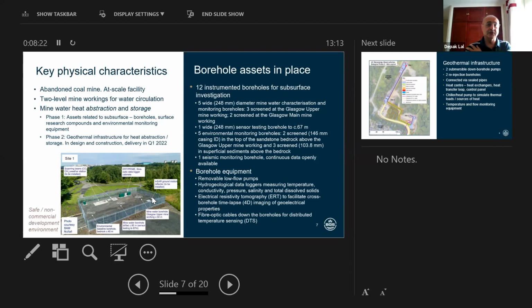And of course, we'll be doing interesting experiments. So we do want to make sure that we are monitoring the environment for changes. And that's why this equipment is really important.